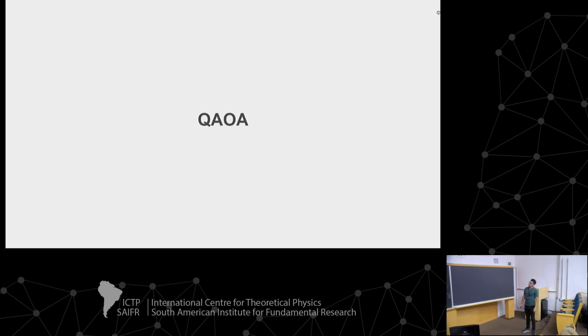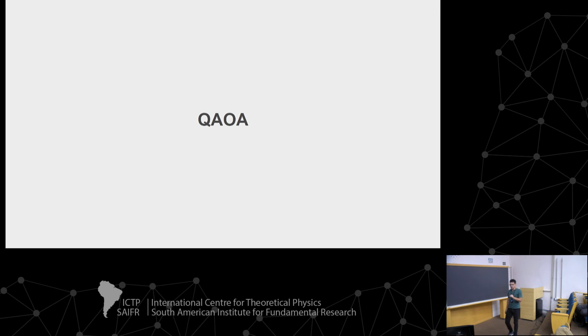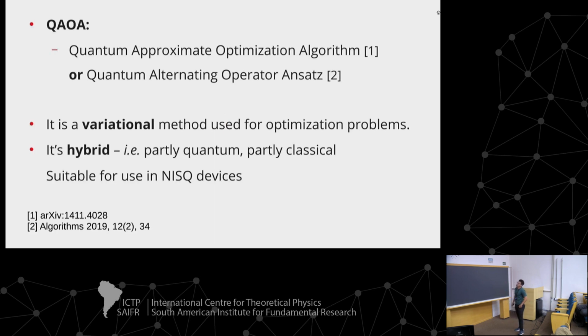So I will give a brief and schematic introduction on QAOA. Then I will go to the codes again and run the codes a little bit with you so that we see it working, right? So QAOA stands for Quantum Approximate Optimization Algorithm, or Quantum Alternating Operator Ansatz.